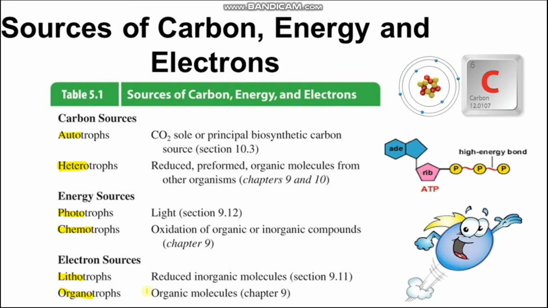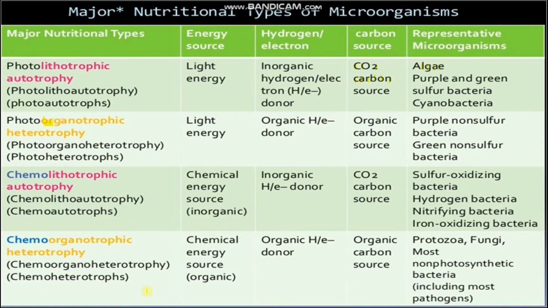Now let us discuss the major nutritional types of microorganisms based on the energy source, hydrogen source and carbon source. The first important type is photolithoautotrophy. The prefix photo says that these organisms use light energy as their energy source. The word litho says that these organisms use inorganic molecules as their electron source. And the word auto says that these organisms use carbon dioxide as their carbon source.